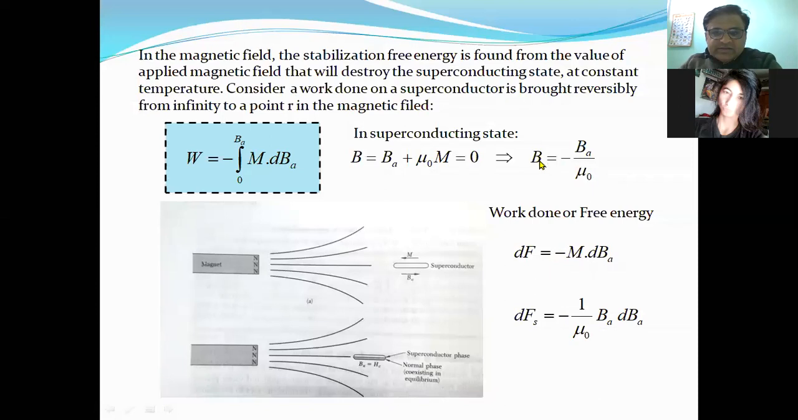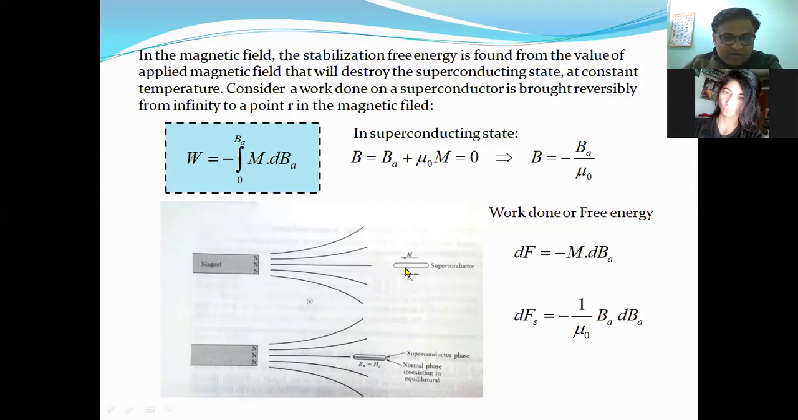I think there is something wrong in this. This B should be m here. So you replace the value of m, and that is what you get. So in a superconducting state, the work done is basically this much, dFs. Now you know this, that with the superconductor there is an associated critical field.